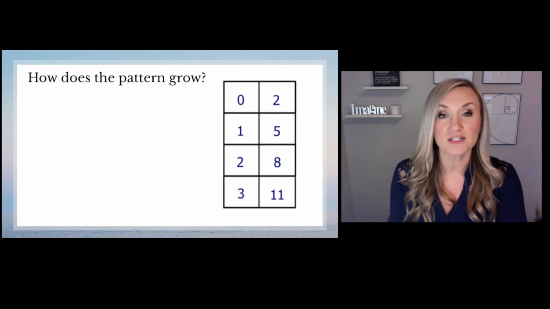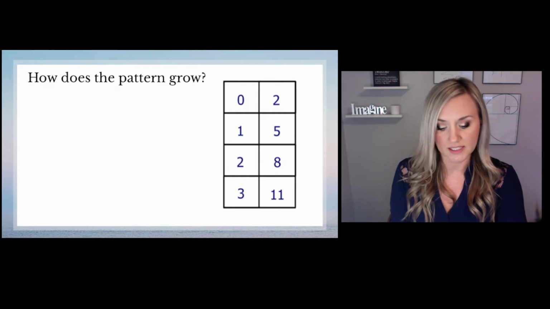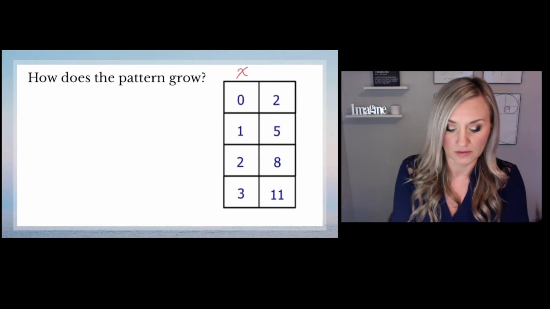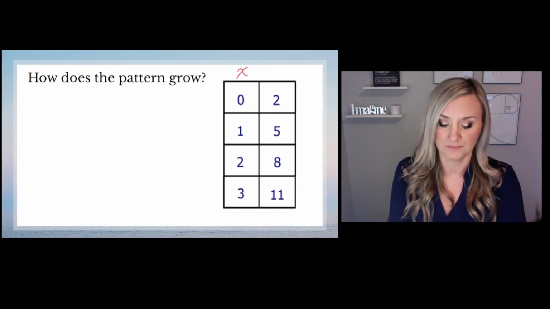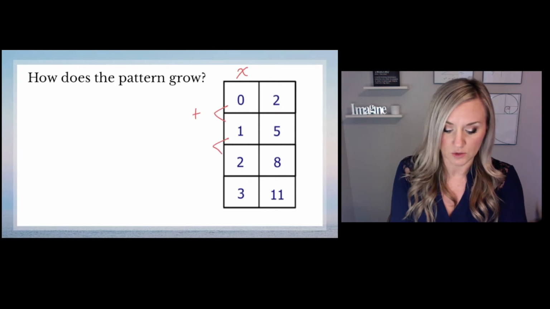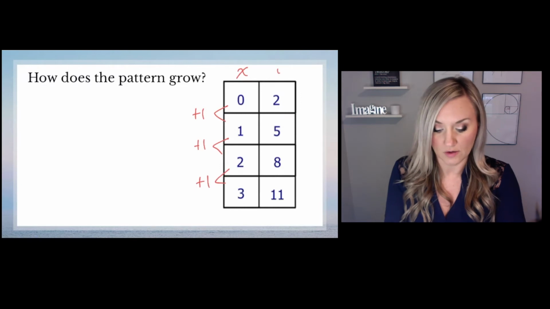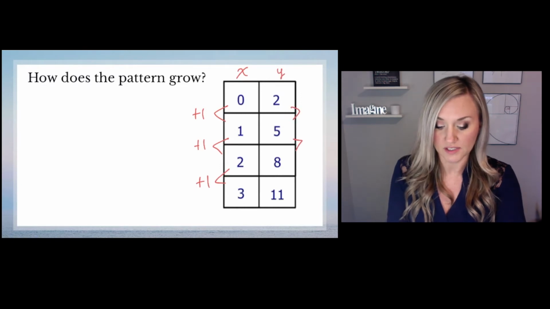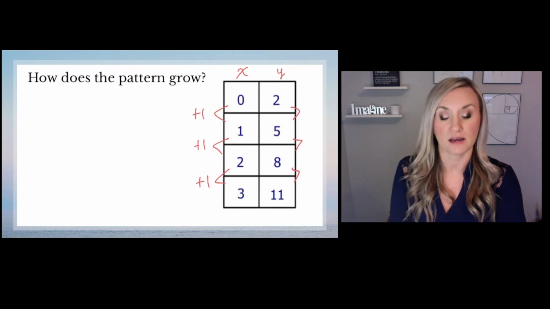All right, so the question is, how is this pattern growing? Well, let's take a look at what's happening with the x column. Each time it is increasing by 1. Good. And then for our y's, looks like each time it's increasing by 3.